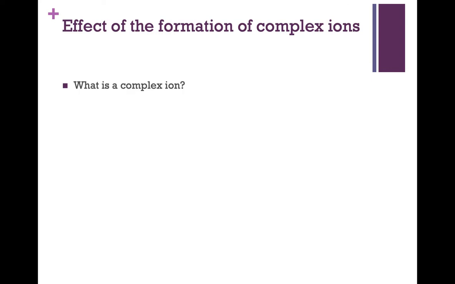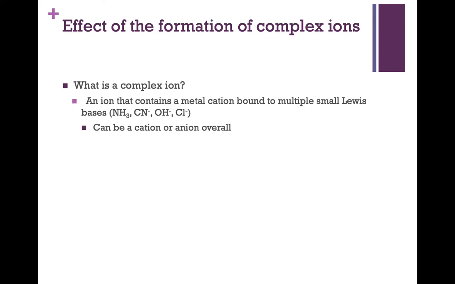And then we're going to take a look at complex ion formation and its effect. Typically, complex ions, as I mentioned before, are going to form when we have a metal cation that combines with multiple small Lewis bases. These are probably the most common ones, like ammonia, cyanide, hydroxide, chloride, and other halides as well. Those are common Lewis bases. Now, if we have multiple Lewis bases that combine with their metal and still make an overall ionic compound, in terms of the fact that the whole thing is still charged, we can have a cation or an anion as our overall ion charge, doesn't matter.